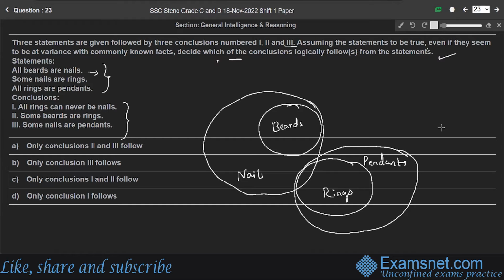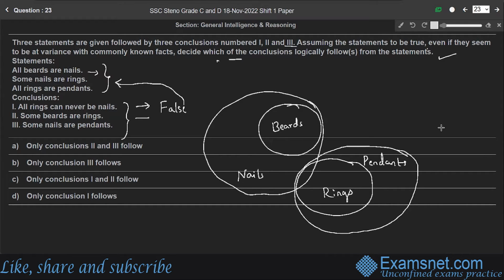Then we'll consider the conclusion part. First conclusion: all rings can never be nails, which is false, because of the rings and nails relation. Some nails are rings because of the second statement. So all rings can never be nails. It's a false conclusion, right?